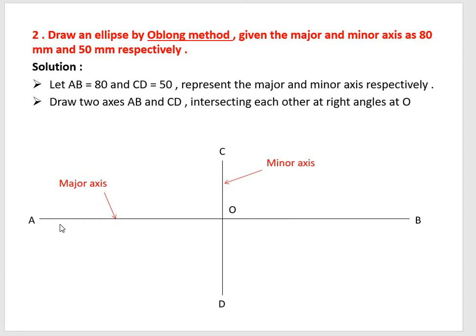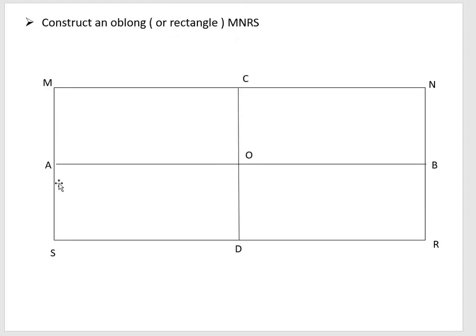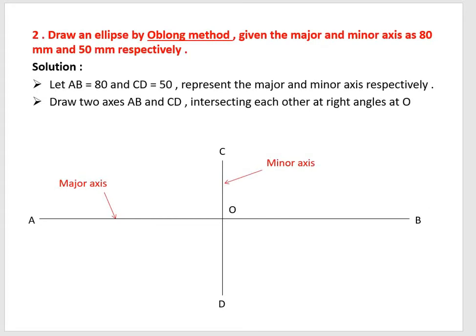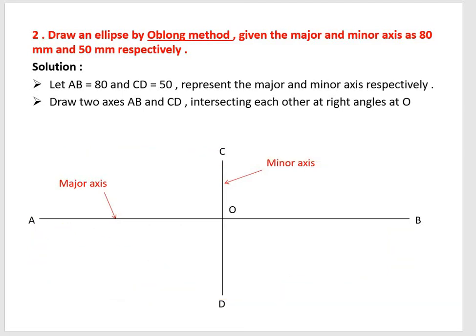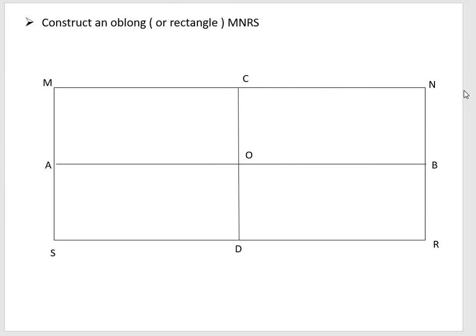Then the next step is to draw one rectangle. How will you draw it? Parallel to CD, draw one line here and draw one line here. Next step, parallel to AB, simply join this rectangle. Complete this rectangle, and name the corners M, N, R and S. It will look like this. When you complete this rectangle, you will get these points M, N, R and S.